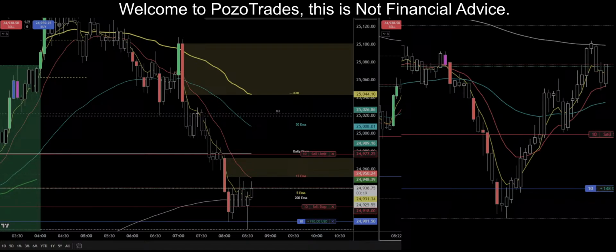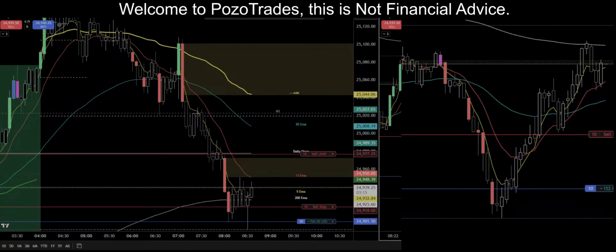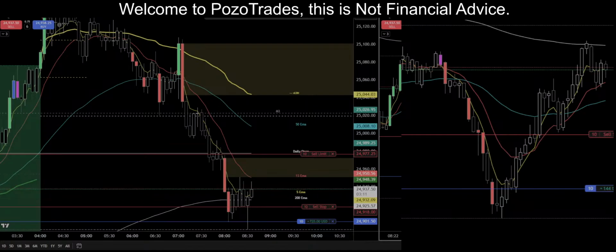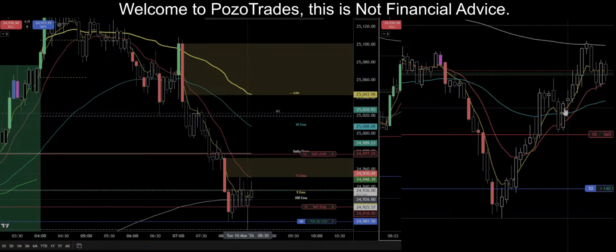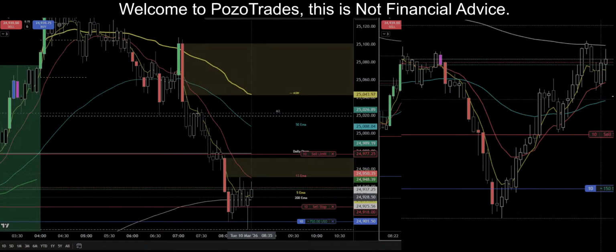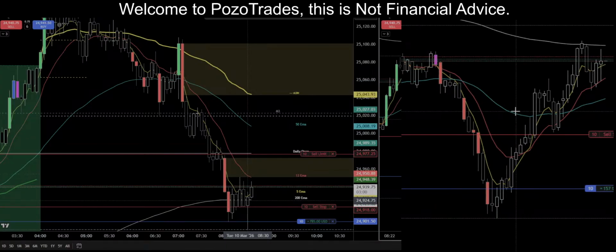So I'm leaving my stops below the 50 EMA on the 15-second time frame. Obviously, it doesn't hold it perfectly, but if I was to turn on the cloud right now, I believe we would be above the cloud.